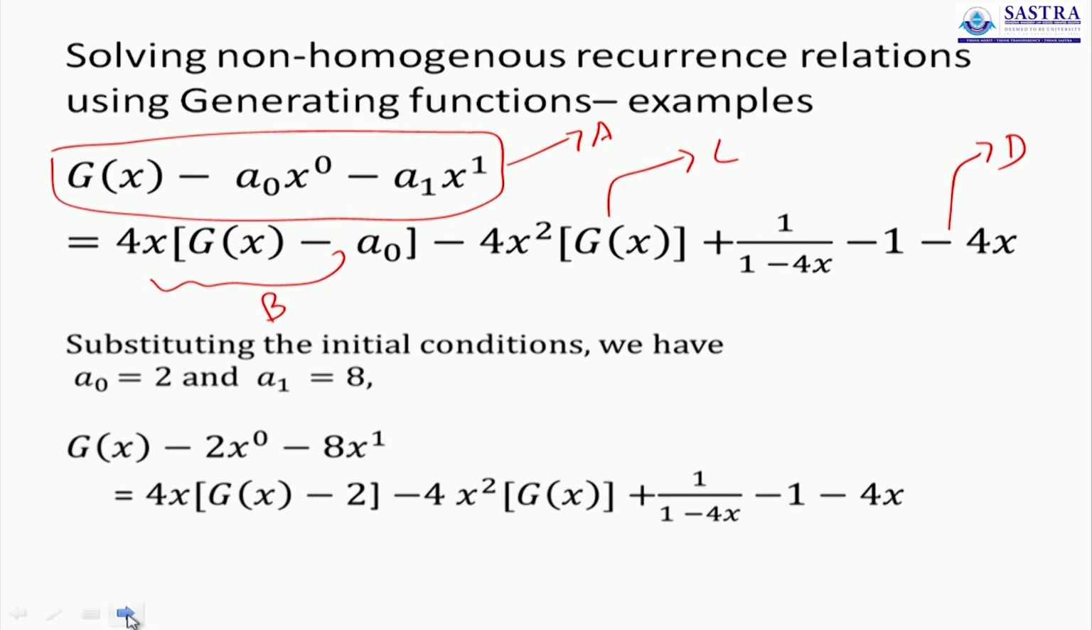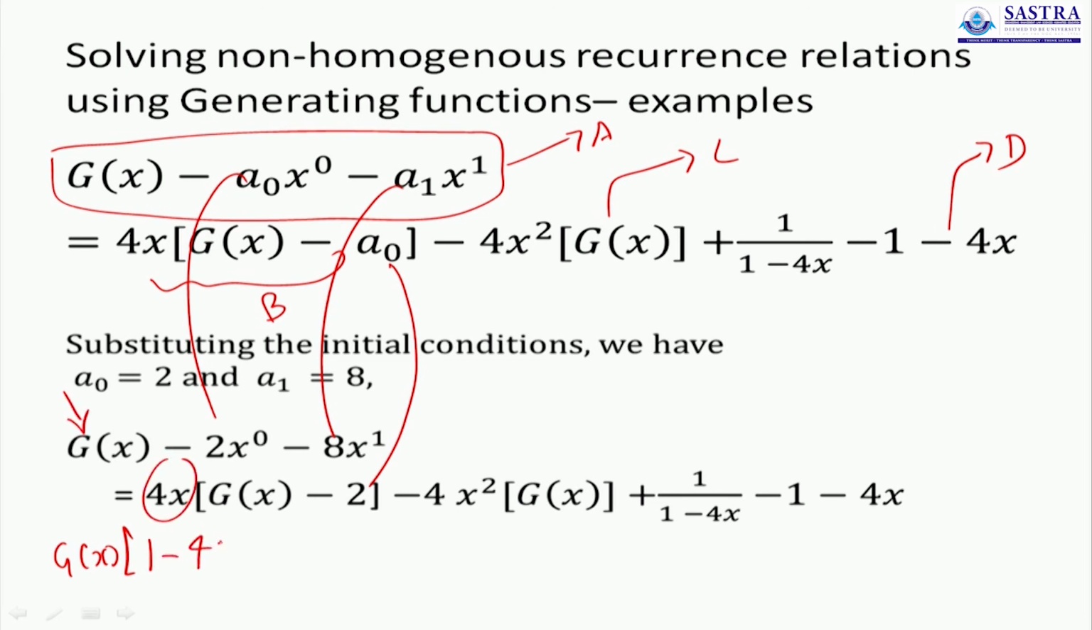What is left is to use the initial conditions in this equation. We know that a naught is 2 and we know that a1 is 8. So I can use a naught as 2, a1 as 8, a naught as 2. I don't have to simplify anything. So out of this equation I will just have to group all the g of x terms together. So if I group them, I will have g of x times 1 corresponding to this term, and this can be brought to the other side with a minus 4x, and this also can be brought to the other side as a plus 4x square, and I have these two terms moved to the right.